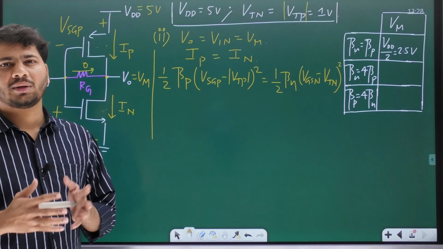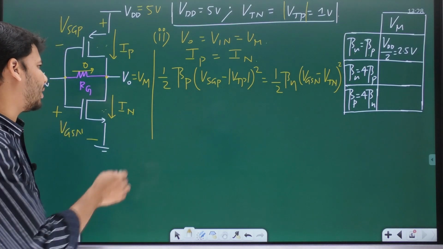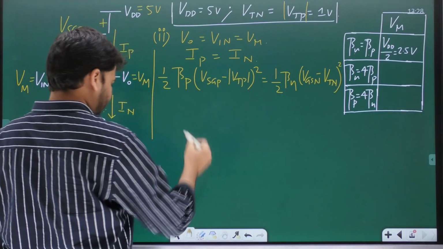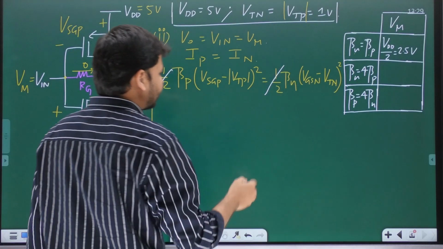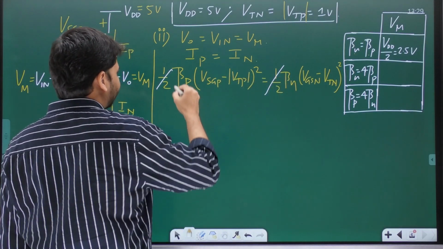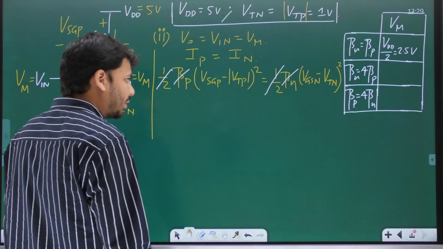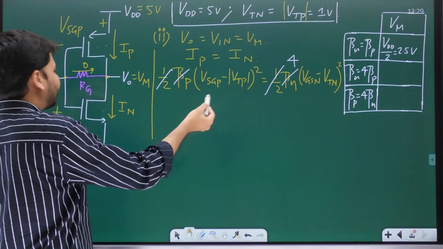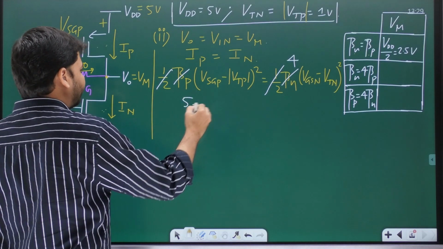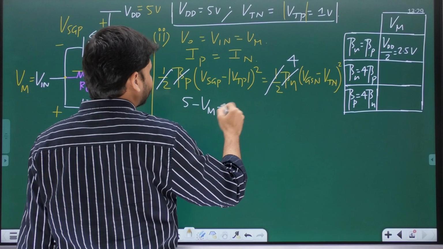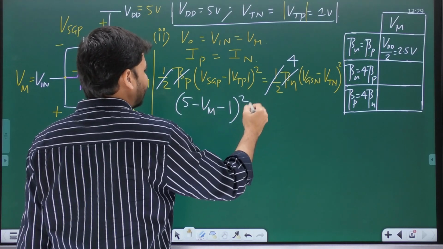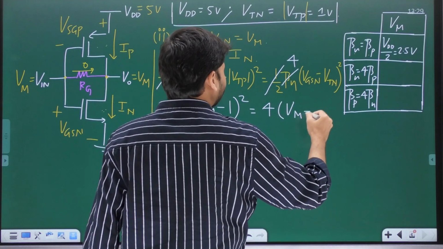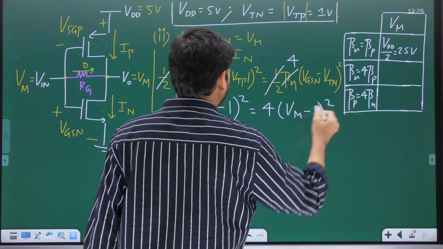Now let's find out the actual value of Vm itself. Once again, we have the same equation from Ip equal to In. Half will cancel out, because beta n is 4 times beta p. Beta p, beta n also will cancel out, and on the right hand side 4 will remain. In place of VSGP, let me write (5 minus Vm minus mod VTP) whole square is equal to 4 times VGSN, that is (Vm minus Vtn minus 1) whole square. That's all.